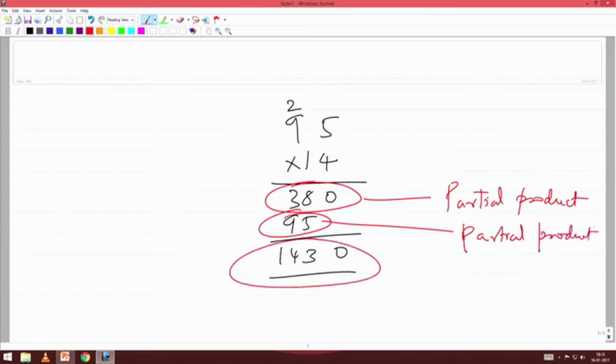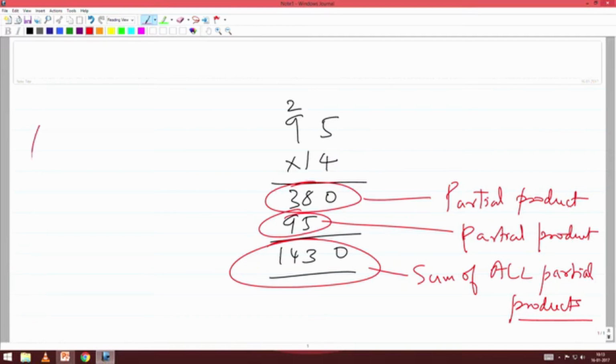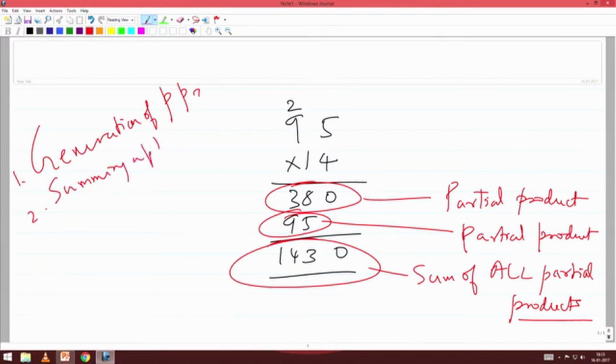Then you actually sum up all the partial products. So high school multiplication involves two steps. One is generation of partial products, and two, summing up the partial products. Fine? Are you able to understand this?